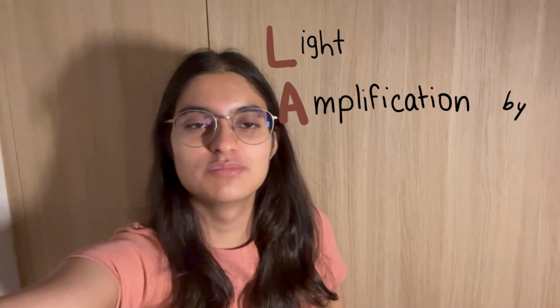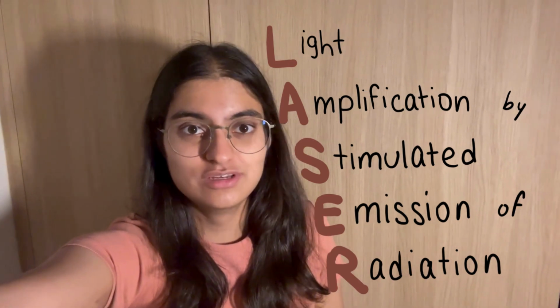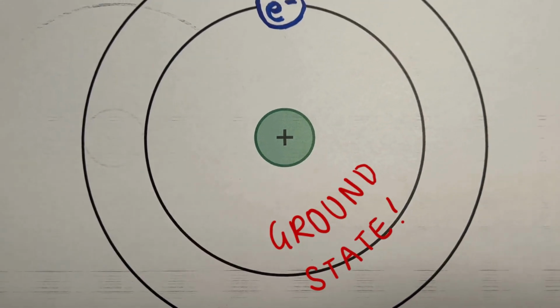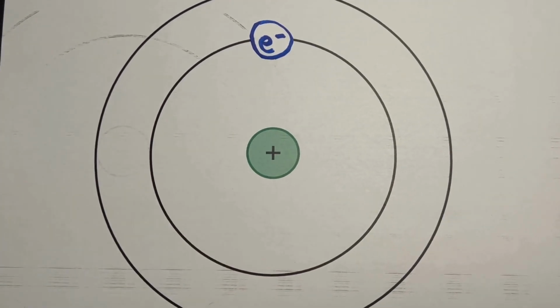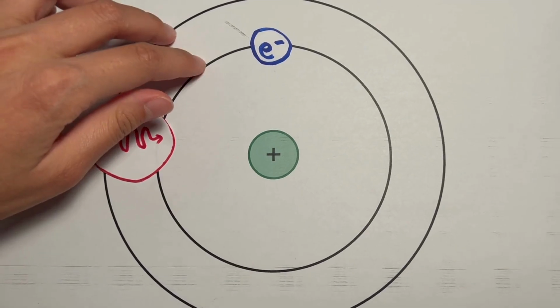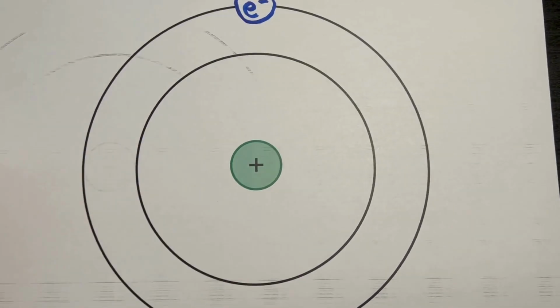But how does a laser work? The word laser is actually an acronym that stands for light amplification by the stimulated emission of radiation. That is a mouthful. So let's jump into an atom and figure out what it actually means. This is an atom in its ground state, which means its electron is at the lowest possible energy level. We can change that by hitting this atom with a photon of a specific energy corresponding to the energy gap between these two shells. The atom absorbs this photon and promotes the electron to a higher energy level.